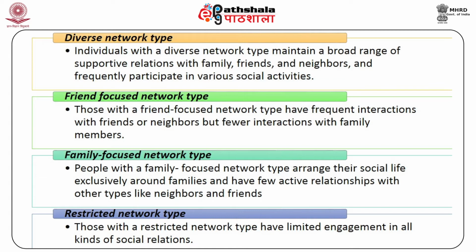Third is the family-focused network type. People with a family-focused network type arrange their social life exclusively around families and have few active relationships with other types like neighbors and friends. The fourth type is a restricted network type. Those with the restricted network type have limited engagement in all kinds of social relations.